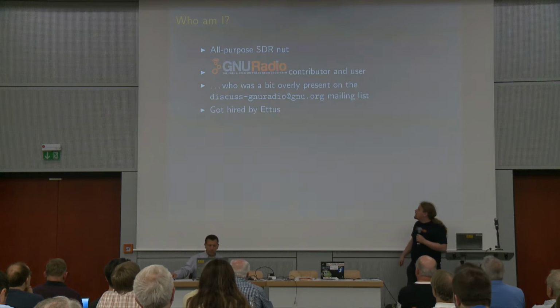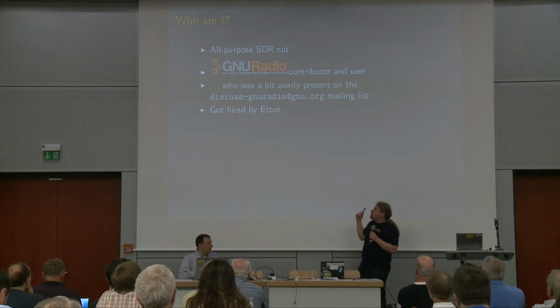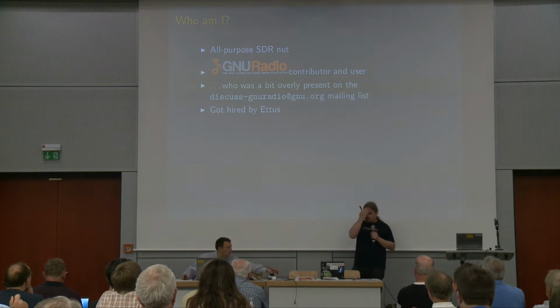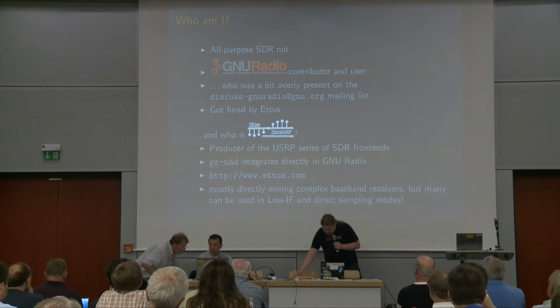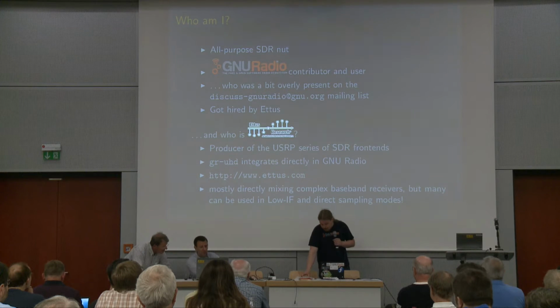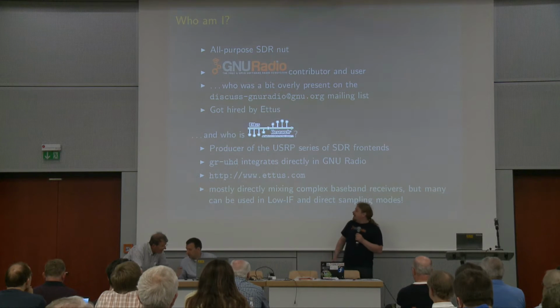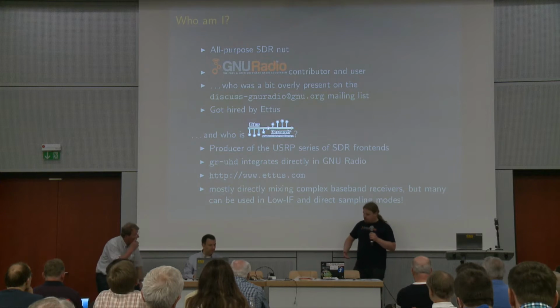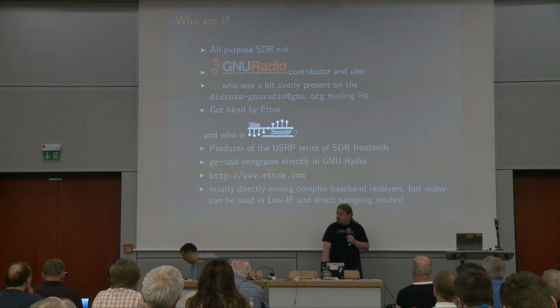I'm an all-purpose SDR nut, and I was kind of involved with the GNU Radio project, maybe one can tell, and I hung out too much on certain mailing lists, so I got hired to do technical support for Ettus in the end, and those are the guys that produce the USRP series of SDR devices. This is a B210, a dual channel 56 megahertz bandwidth receiver. And so they pay for my stay here, and I'm kind of representing them, but only kind of, because I'm also representing the radio, and I'm also representing the whole science of software-defined radio and DSP here.